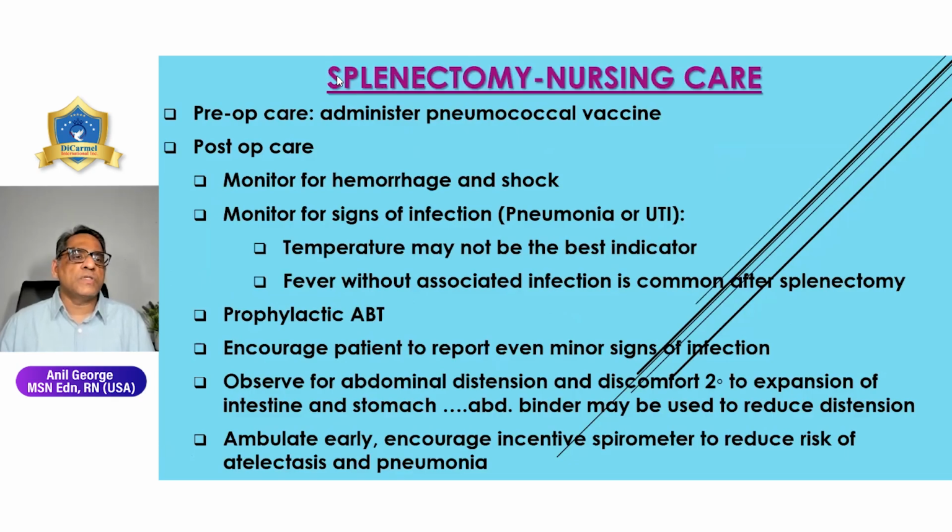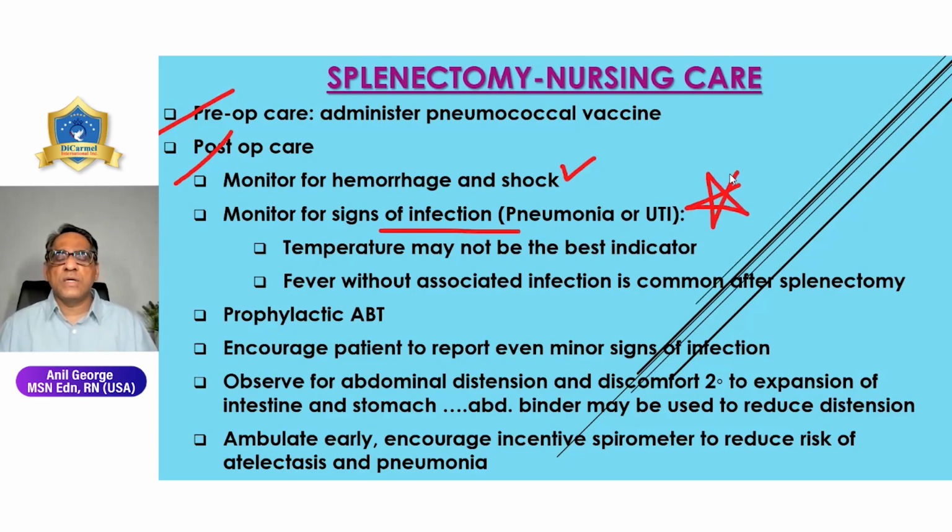Again, when patients undergo this, they need to get the pneumococcal vaccine in advance. Post-op care: monitor for hemorrhage and shock. Again, we know the spleen is a highly vascular organ, so we store almost 200 ml of blood. So its removal can cause bleeding. It's a vascular organ, more risk of hemorrhage. And monitor for signs of infection. We already heard the spleen has a significant role in immunity, so we have to look for signs of infection in these patients, such as pneumonia or UTI.